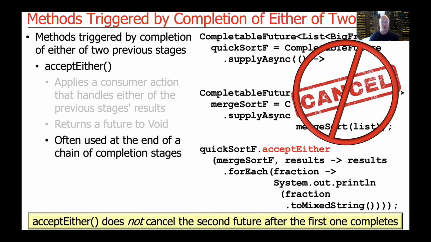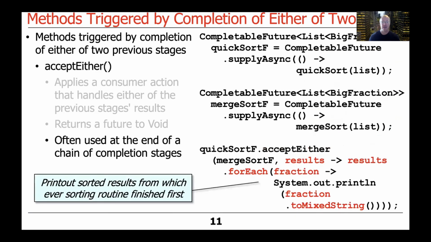And the reason why the semantics work that way is that we don't know when we call acceptEither if there's some other part of the code that may care about the results of the completable future operation that took longer to run. So we don't want to cancel it unilaterally just because it didn't get finished first. Somebody else may care about the results, but we're not going to care about the results in the context of acceptEither. What happens in this case is we take the results, which as you can see here would be a sorted list, and then we're going to go ahead and print out each element in the list in sorted order.